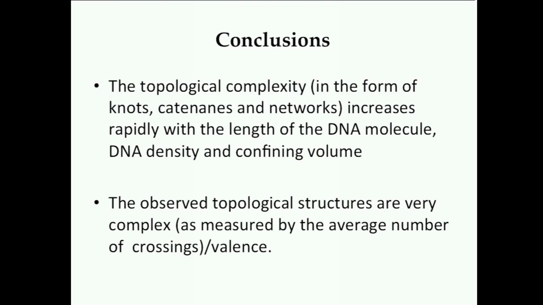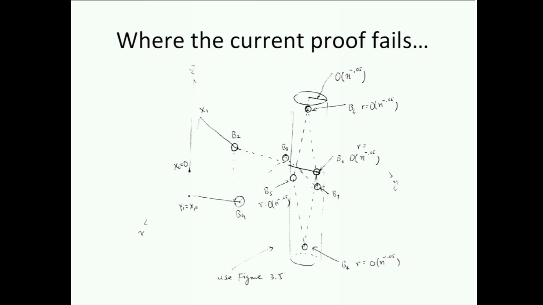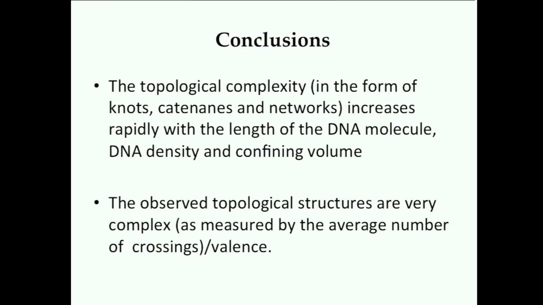All right, so the conclusions from the first talk were that the topological complexity increases rapidly with confining volumes and also with the length of the DNA molecule. In general, you can substitute DNA by any linear polymer. And also the topological structures are going to be complex, just being driven by confinement. So biological systems have to have solutions to decrease this complexity.